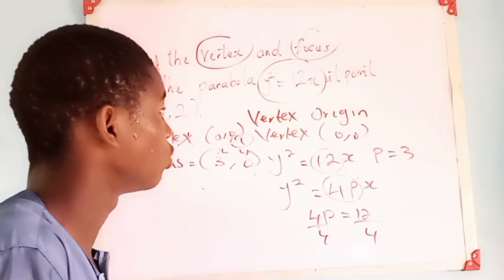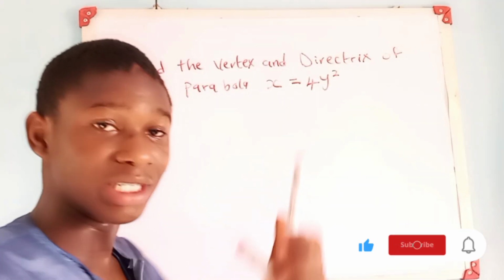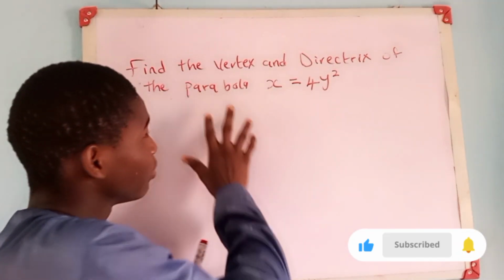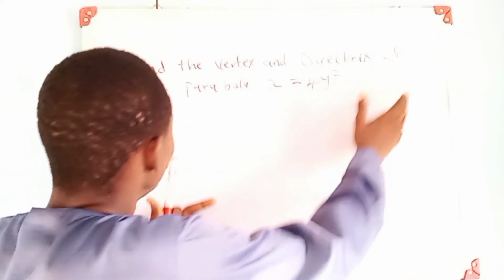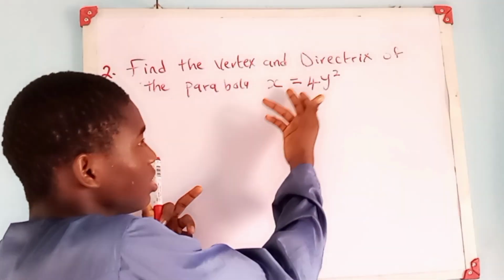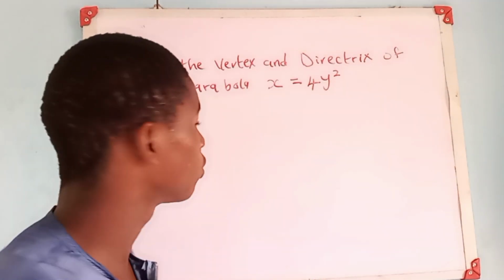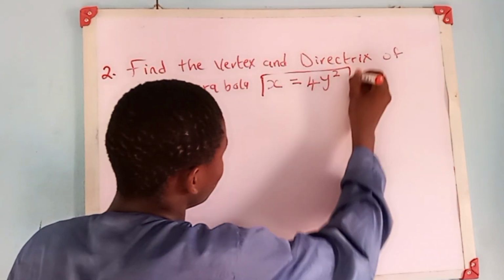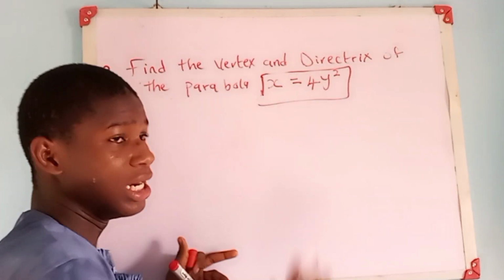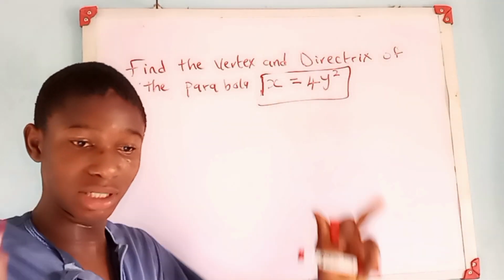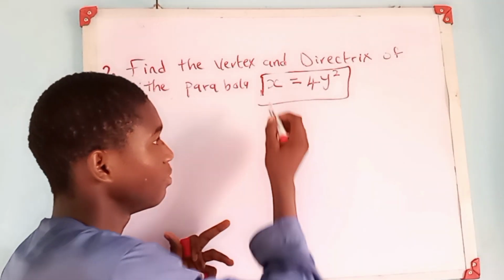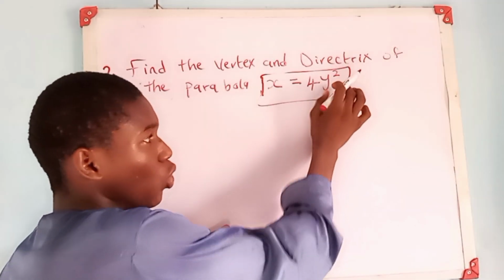So let's go to the next one. Now let's solve the second question. Like I said, it says: find the vertex and the directrix of the parabola if x is equal to 4y squared. Now if you look at this very well, they want to trick us. Look at this. They want to trick us. If you know how a parabola is written in formula, there's no way that our x is going to be equal to the one carrying the square.